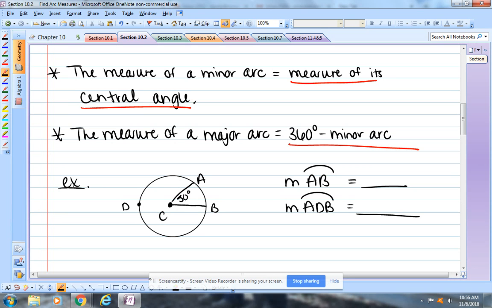All right, now what did we just say was the measure of a minor arc? The same as the measure of the central angle. Do we know the measure of the central angle? What is it? 50 degrees. So this minor arc will also be 50 degrees. And we put degrees on them just like we do central angles. So arc measures have degree symbols as well.